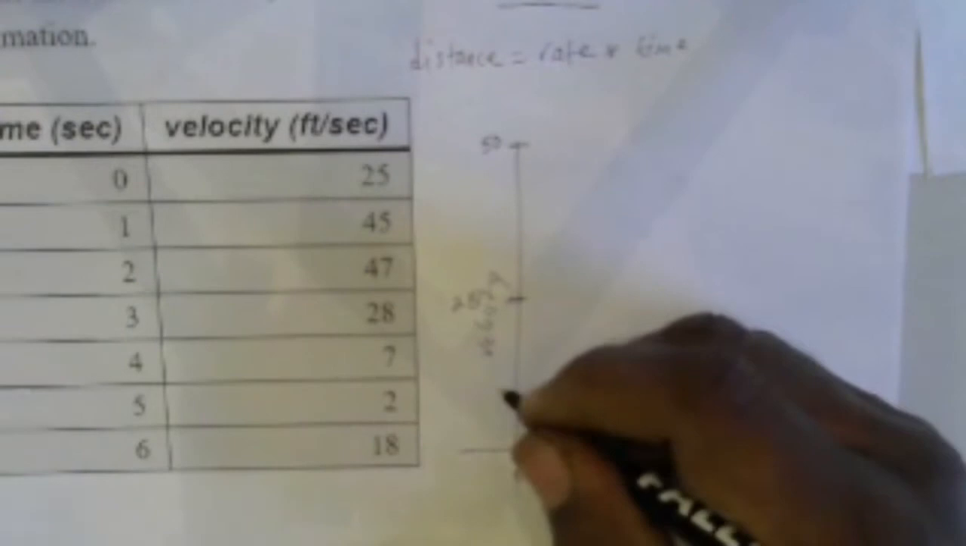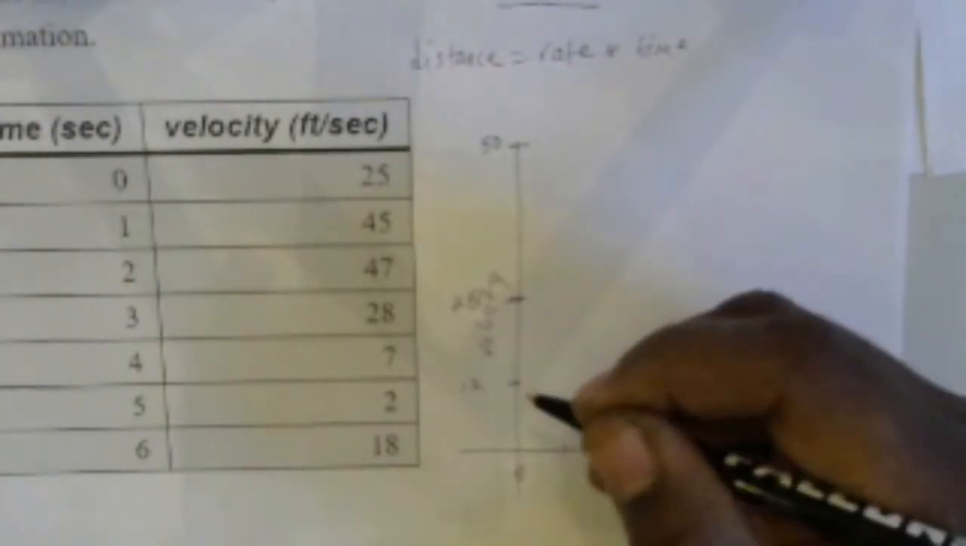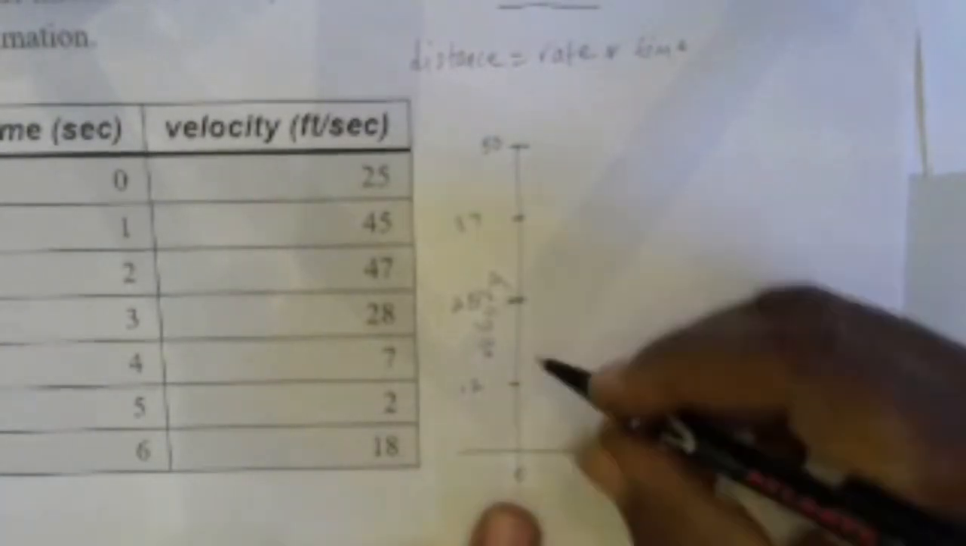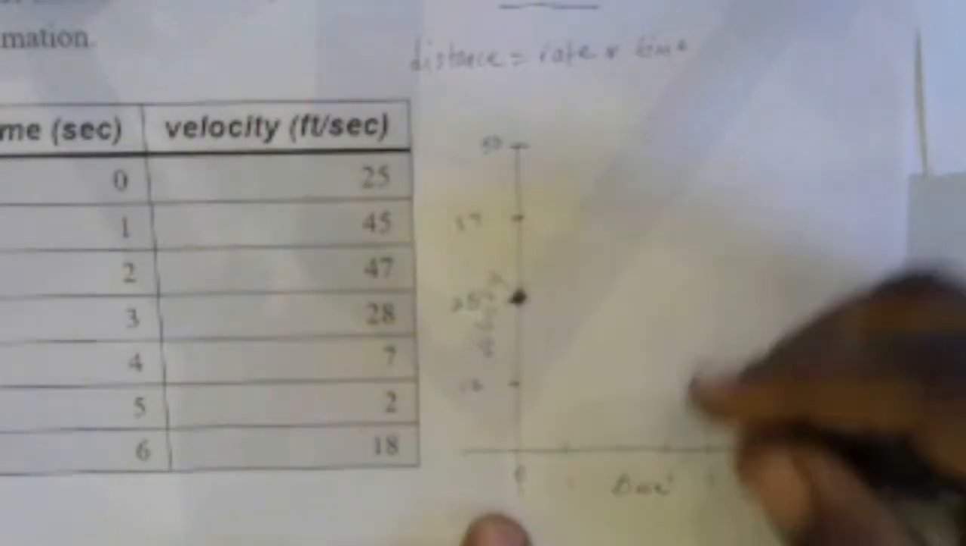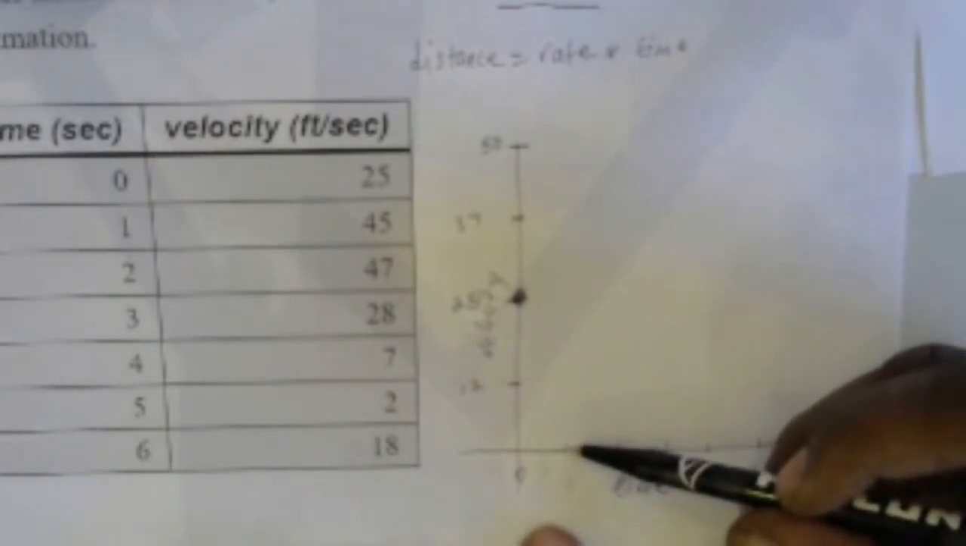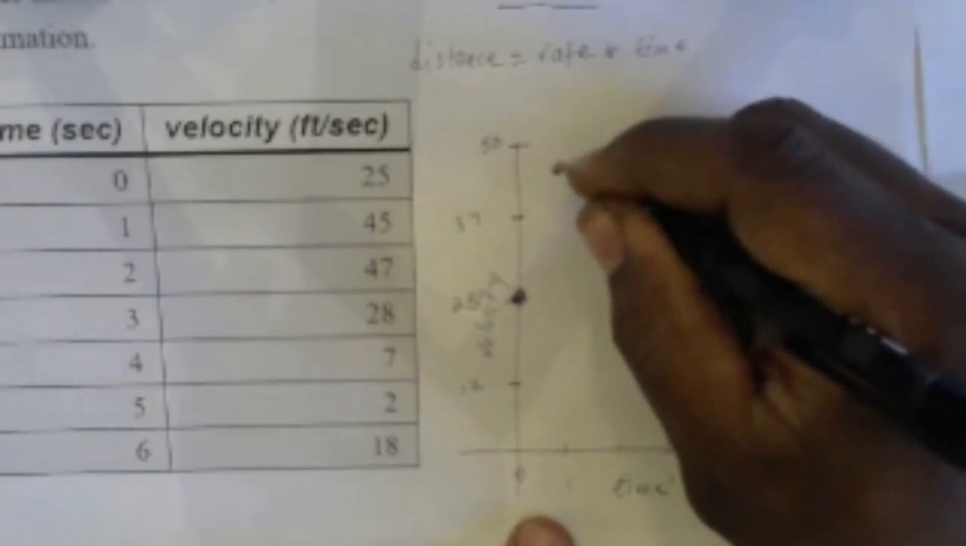Okay, now I think I'm going to split these things up in half. So I believe this is about 12. And then this should be about 37 or so. All right, so these are just like some ballpark figures. So if I were to plot this first point, (0, 25), I believe that would be about here somewhere. I'm going to plot my second point, (1, 45), which is about here.